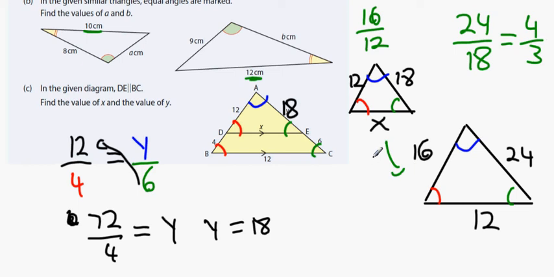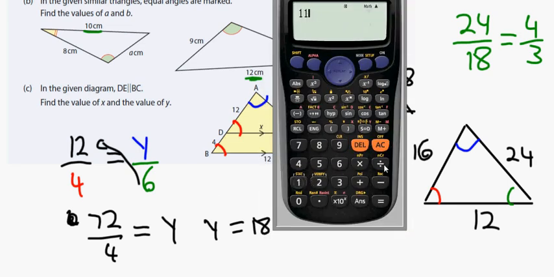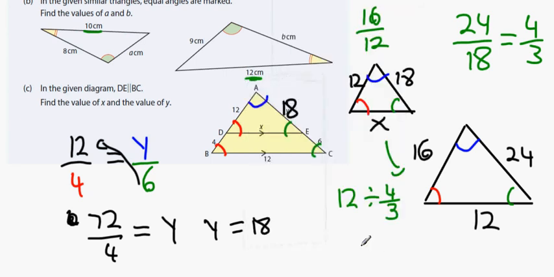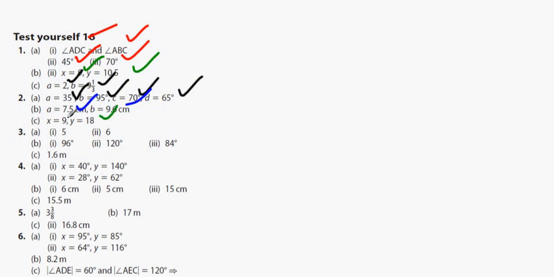So when X gets multiplied by 4 over 3 it turns into 12, because both sides are in between the red and green angle. So just get 12 and divide it by 4 over 3 to get your original answer. And what we get there is 9. Okay, so we're going to get X equals 9. So Y equals 18, X equals 9.